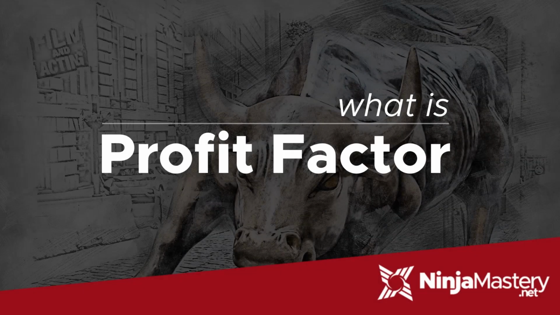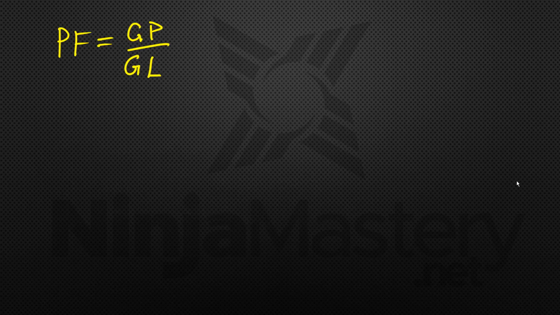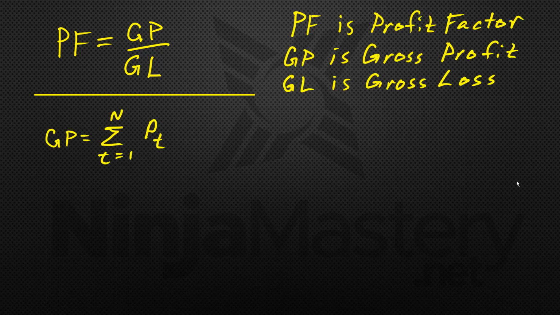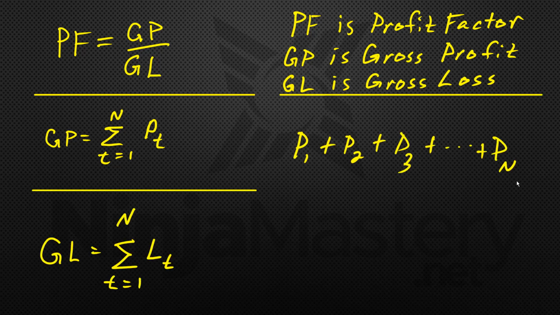Today we're going to talk about profit factor. I'll describe the definition of profit factor. We'll cover what it's good for and what it's not good for. Profit factor is the ratio of gross profit over gross loss. Gross profit is the sum of profits for all profitable trades. Gross loss is the sum of losses for all losing trades.